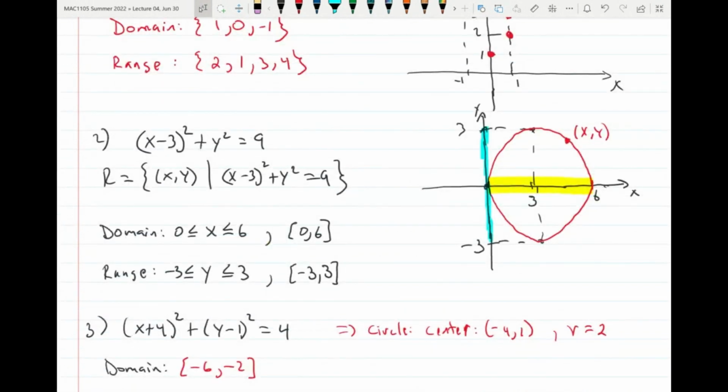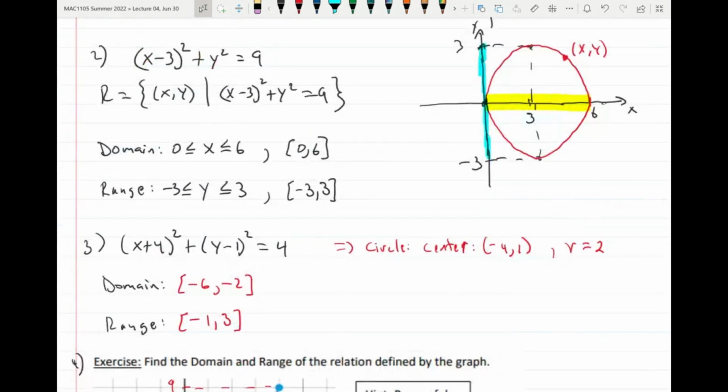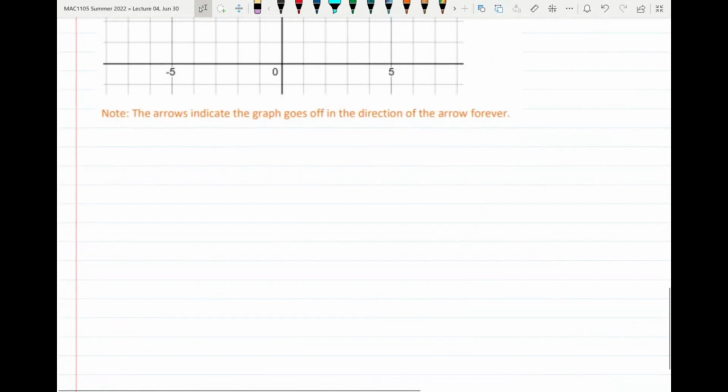Circles also are not good. For example, let's look at the x in the center. If you pick x equals 3, it's going to be related to two guys. It's related to positive 3, but it's also related to negative 3. That's not good. So we want to avoid this kind of stuff. When we impose the condition that every x is related to only one y, we obtain what we call a function.